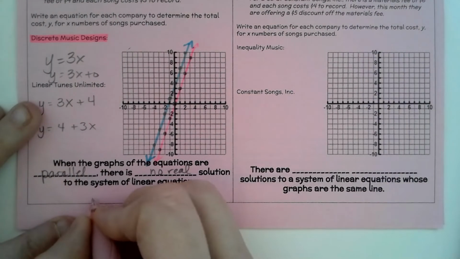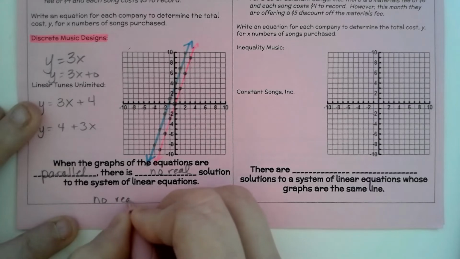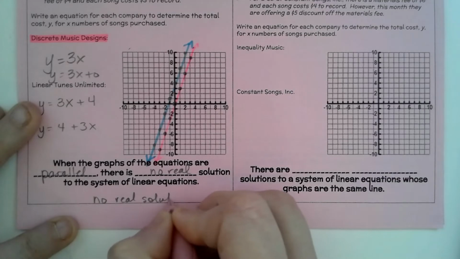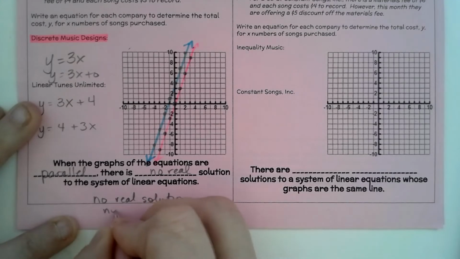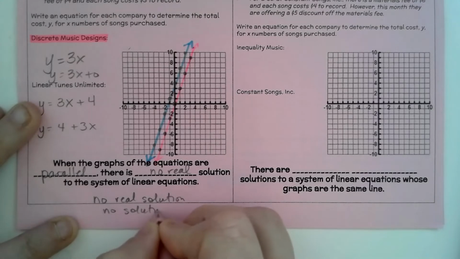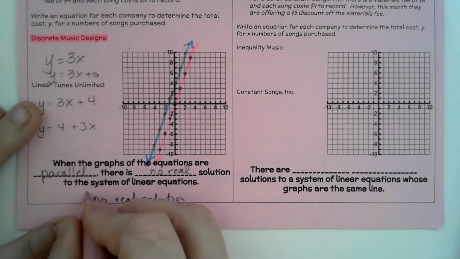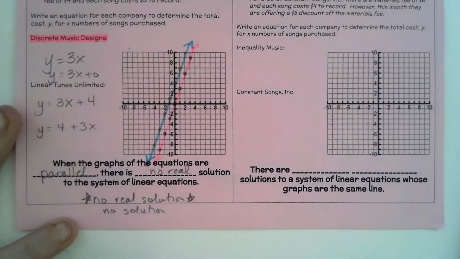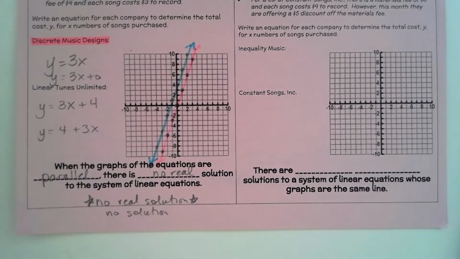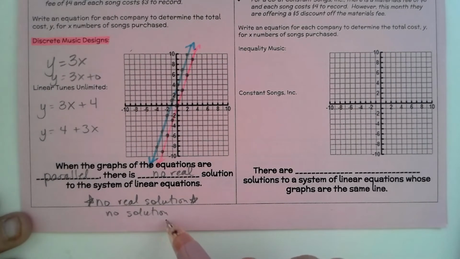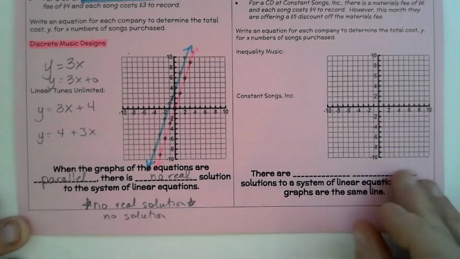So you might say no real solution. You might say no solution, but no real solution is better. Okay, so I'd like you to start saying no real solution, but it is possible you'll see no solution. No real solution is more precise, and we'll talk about why later.